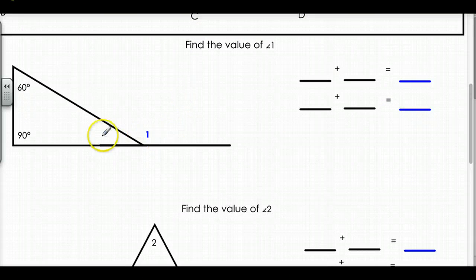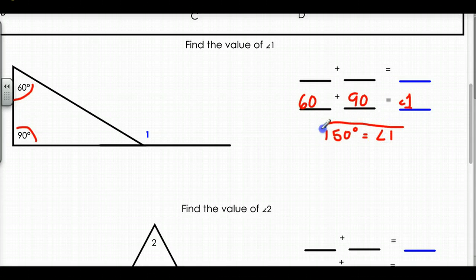So let's use this in action. I want to find the measure of angle 1 in this. Angle 1 is the exterior angle, and I know the measure of the two interior angles is going to be equal to my exterior angle. So all I have to do is add these two angles up, 60 plus 90, and that's going to equal the measure of angle 1. If I add those two together, I get 150 degrees, and that's equal to the measure of angle 1. That's simple. All you have to do is add the two opposite interior angles to get the exterior angle.